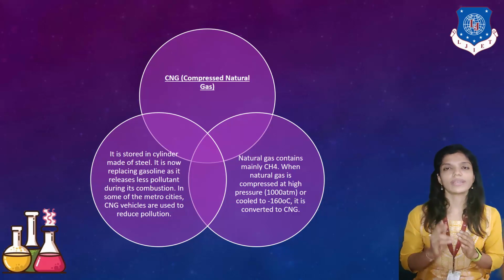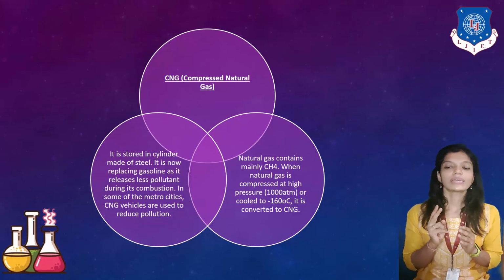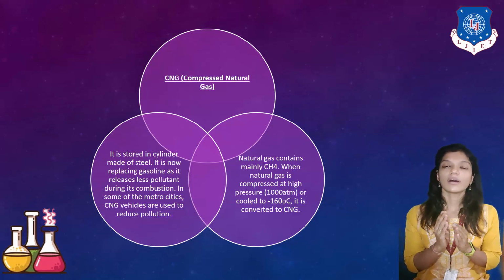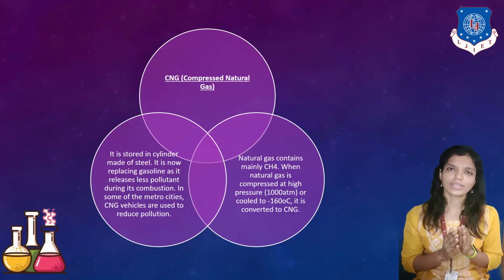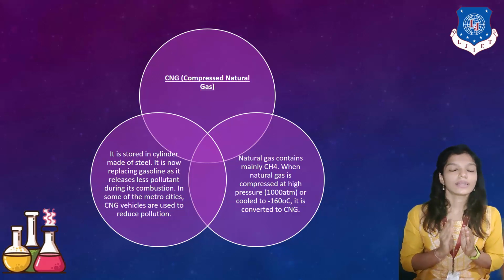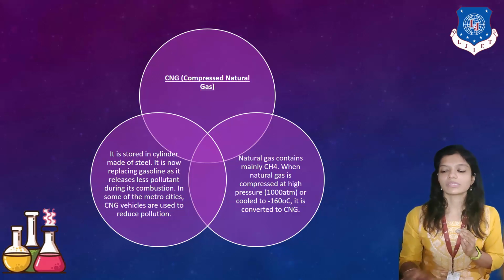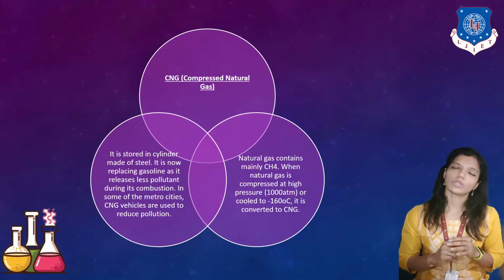We can operate it in two ways. The first one is either you can go through a pressure one, which is to get pressurized at 1000 atm, or to cool down to minus 160 degrees Celsius. Then and only then will it get converted into compressed natural gas. It is generally stored in a cylinder made up of steel and is now replacing gasoline as it releases fewer pollutants during its combustion. In some of the CNG vehicles, it is widely used to reduce pollution.